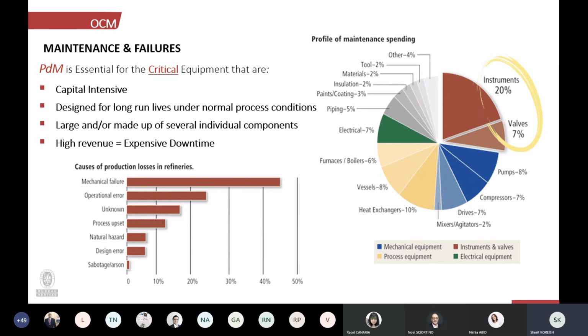Other causes like operational errors, process upsets, natural hazards, and the like are less and less as you go. Predictive maintenance programs are always essential for critical equipment. And this equipment is defined as being capital intensive, or having a long life, designed for long life operations. They are made up of many components, and of course, their downtime is quite expensive.